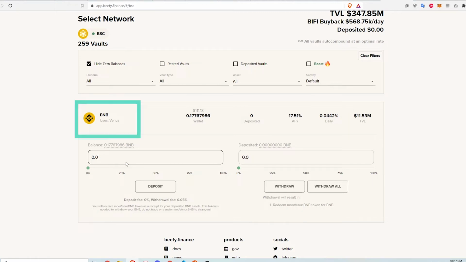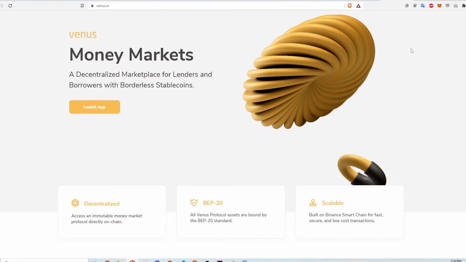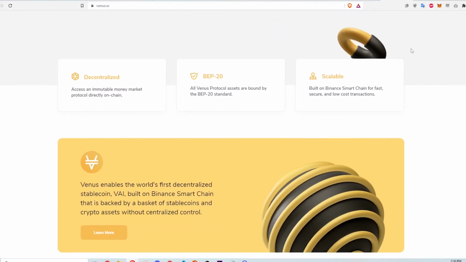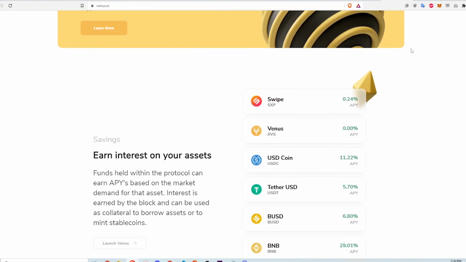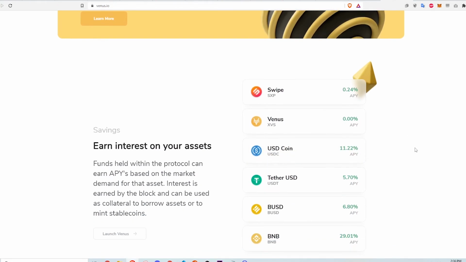The last thing to note here is that for this vault, Beefy uses the Venus platform to earn the yield. Venus is another DeFi platform that is a money market. It serves as a cryptocurrency market for lenders and borrowers. Beefy interacts with Venus using its strategies to earn yield for me.